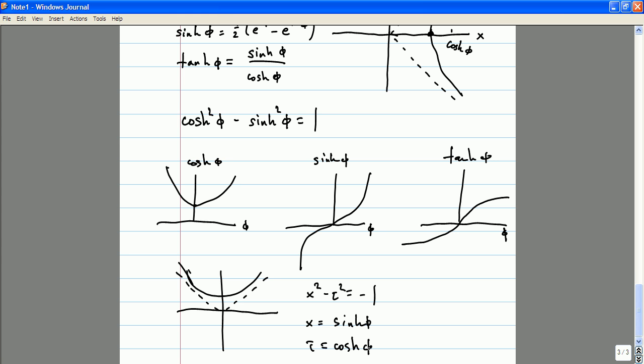And analogously, I challenge you to write down the formula for the hyperbola that lives on the negative x side of the axis instead of the positive side, as the one that I've drawn here. I'll give you a hint. You just put a minus sign in front of the cosh. It's not just a hint. That's the answer. It wasn't a very hard challenge.